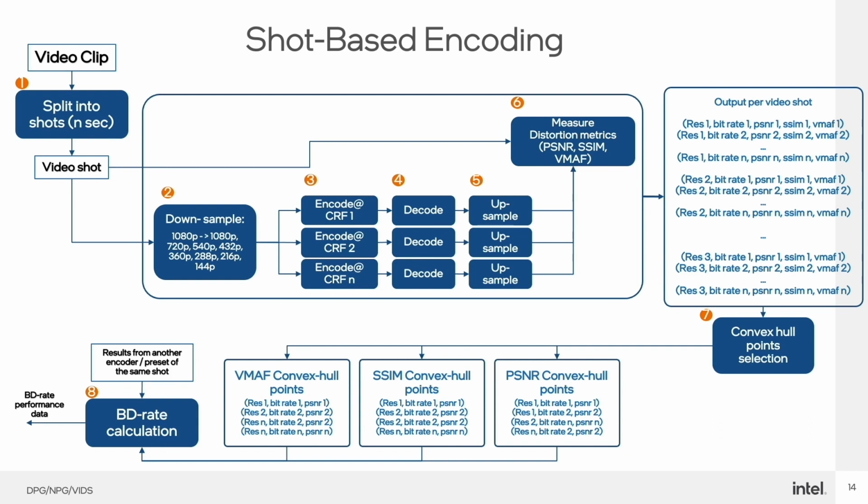The video clip is split into shots and downsampled into multiple resolutions. We picked 8 resolutions starting from 1080p down to 144p. All of the shots are encoded at multiple CRF values, decoded, upsampled, and then the distortion metrics are measured on the original resolution. The bitrate and distortion pairs are then passed into a convex hull computation tool, and 3 sets of convex hulls are generated and used towards the BD rate calculation as compared to a reference encoder.